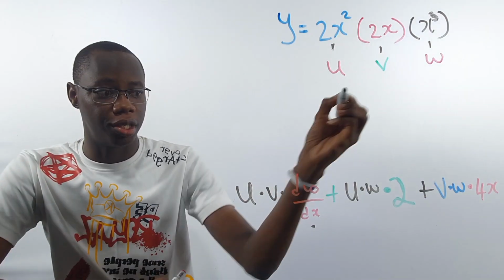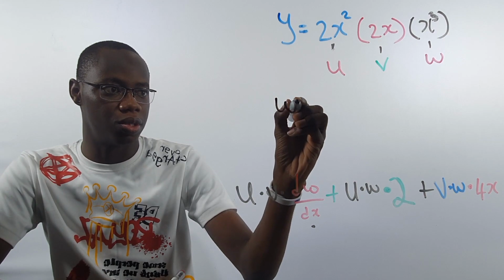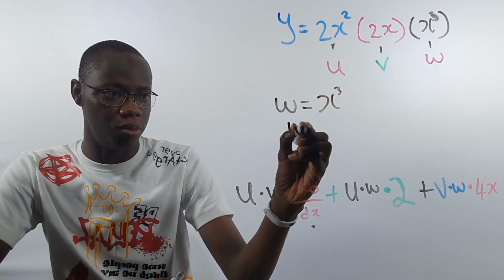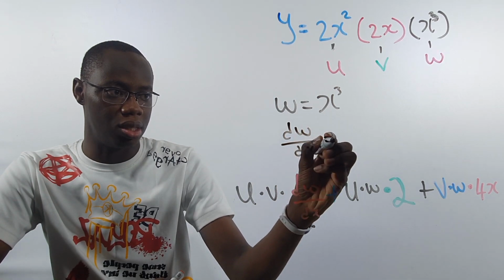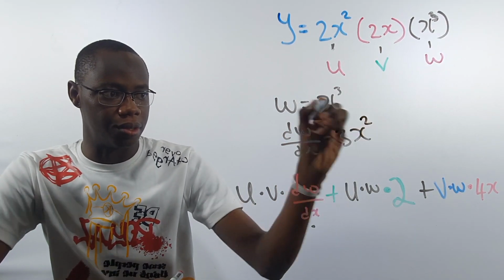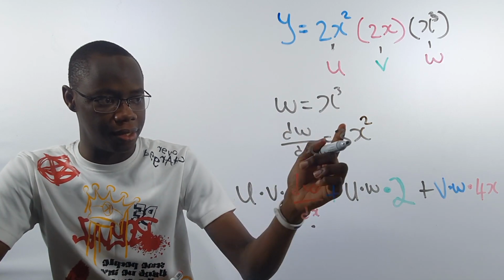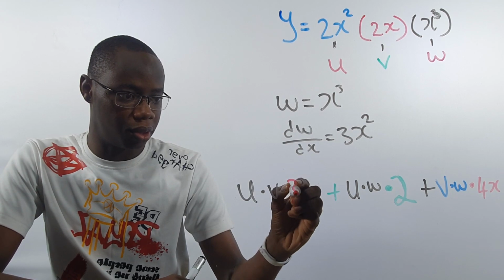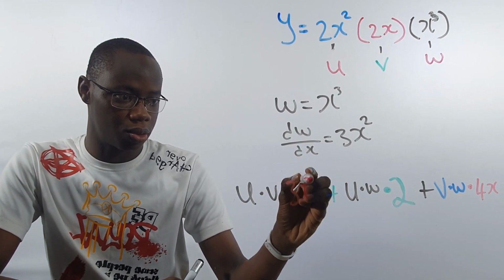So to find w over the x, bring out w. So w is equal to x raised to the power 3. Then what is the w over the x? Very easy. 3 comes down, 3x, subtract 1 from the power, which is 2. So that means everything here is 3x squared.